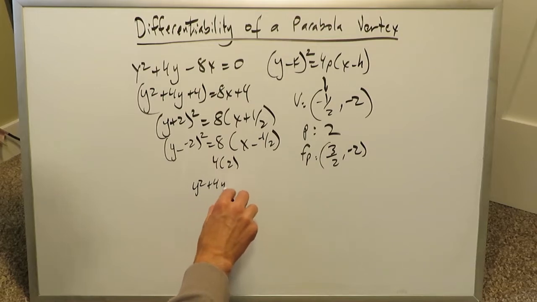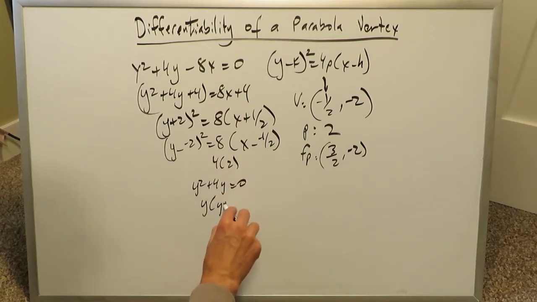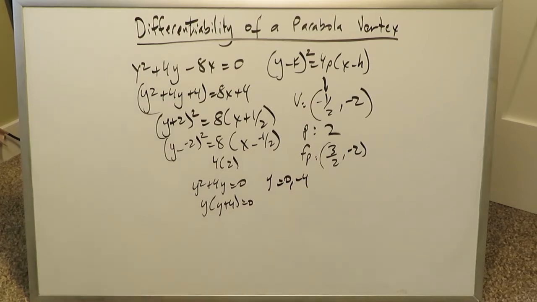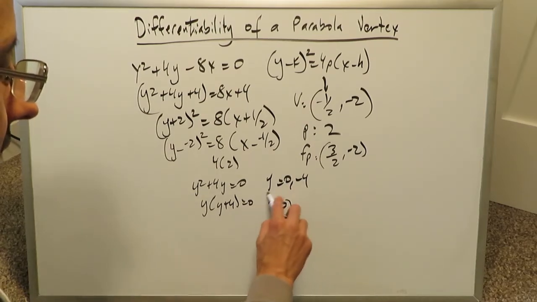If you put an x value of 0, you can get two y values. Y squared plus 4y is equal to 0. Y into y plus 4 is equal to 0, and you get y is equal to 0, comma, minus 4. These are your y-intercepts, and it tells you there's a good value here at the origin.